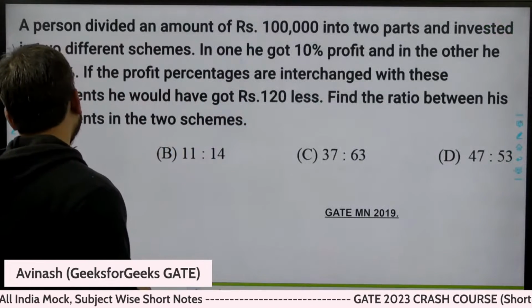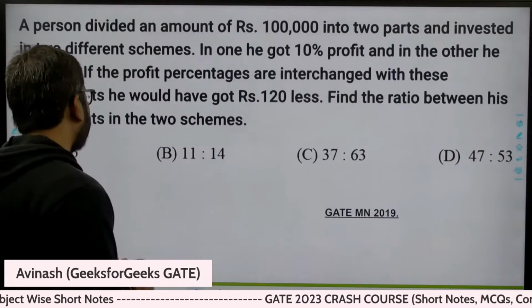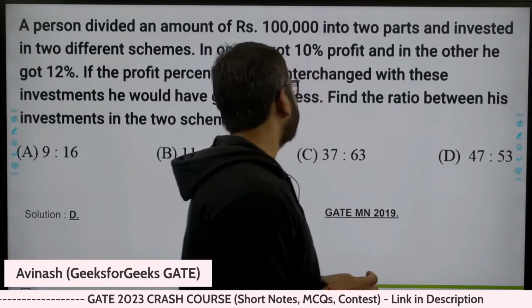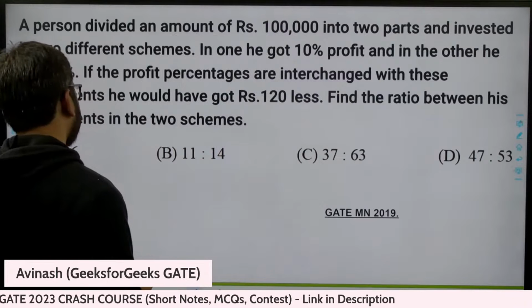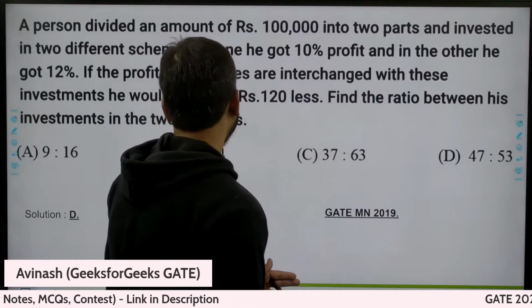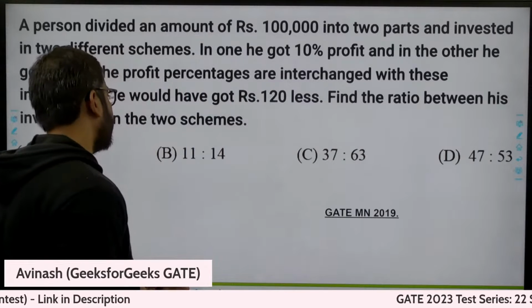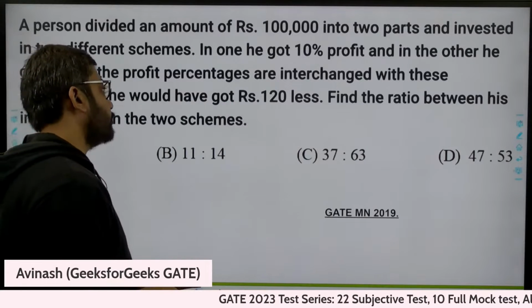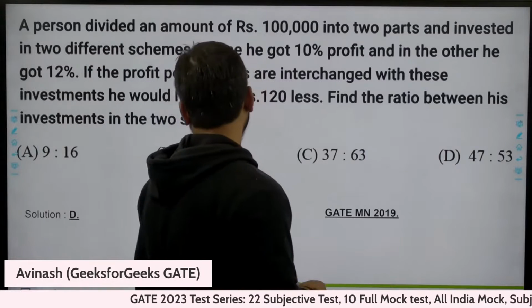Next question, look. A person divided an amount of worth 1 lakh rupees in two parts and invested in different schemes. In one he got 10% profit and in the other he got 12% profit. If the profit percentages are interchanged, then the investment would have got 120 rupees less. Find the ratio between these investments.